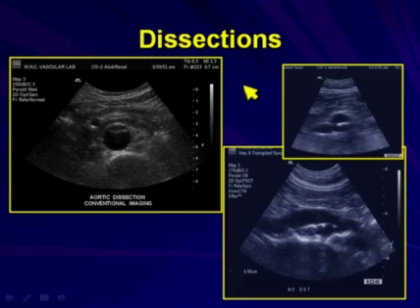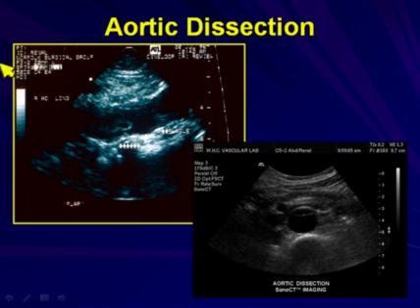In addition to aneurysms, we're looking for dissection disease. Here you can see the intimal wall of this aortic dissection. Here's another example in transverse, and then that same artery in the longitudinal view. Here's an interesting aortic dissection. You can see that this is curved up in this direction.